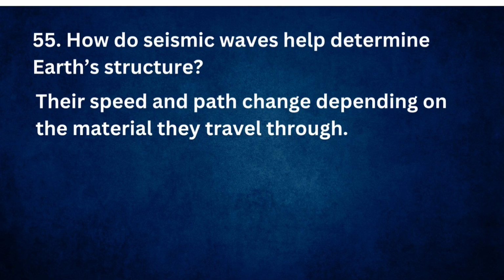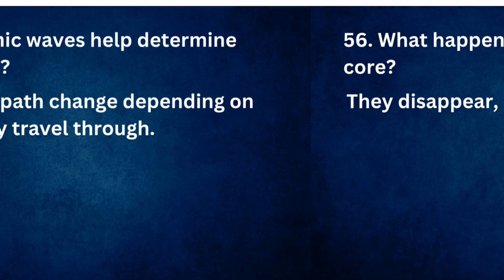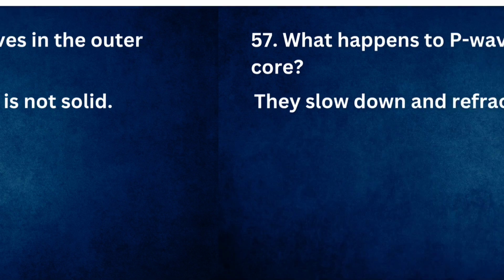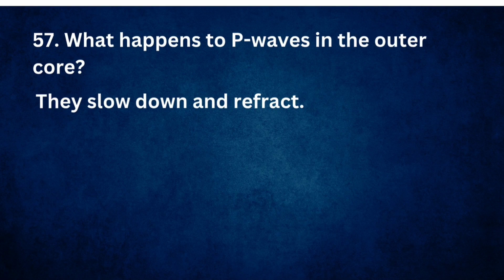How do seismic waves help determine Earth's structure? Their speed and path change depending on the material they travel through. What happens to S waves in the outer core? They disappear, proving it is not solid. What happens to P waves in the outer core? They slow down and refract.